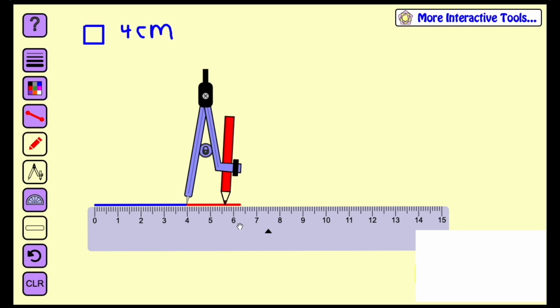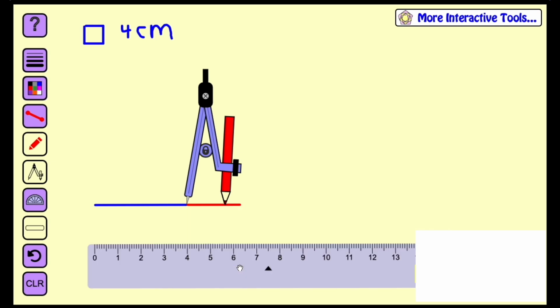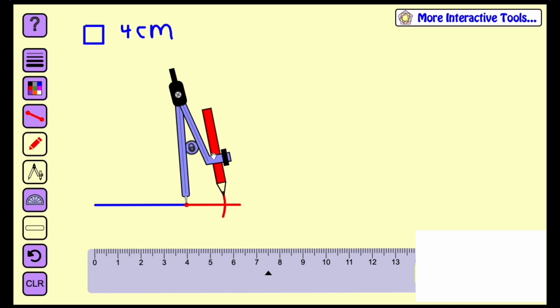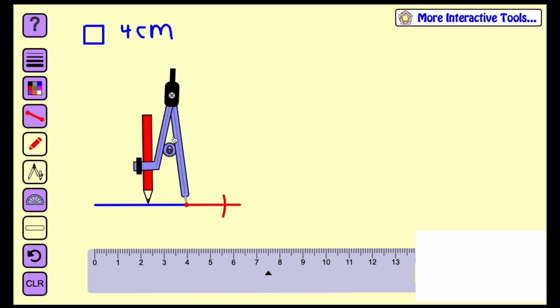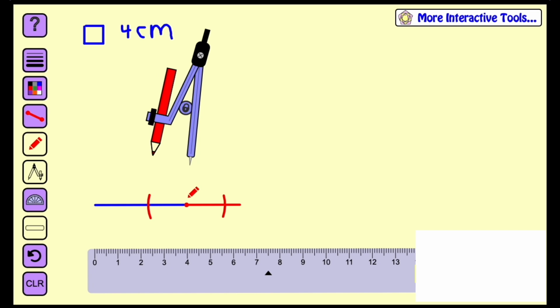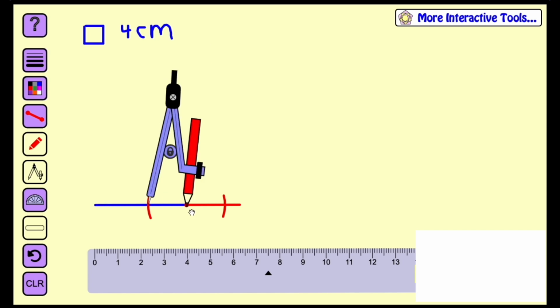It doesn't really matter how long you have your compass set for, but it does matter that you have it locked. You want to create an arc, and then go to the other side of that point and create another arc. This point is exactly in between the two arcs that we just made. Also, remember our blue line is already 4 centimeters long.